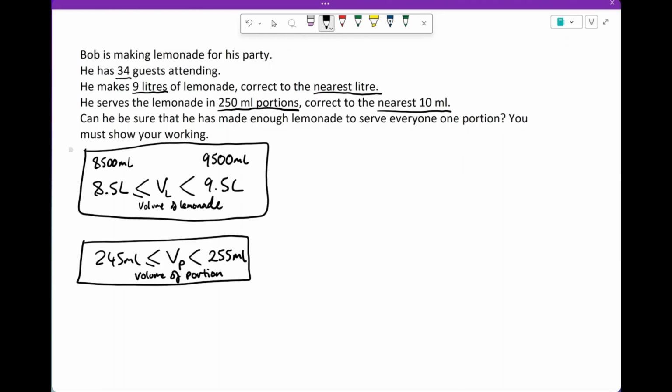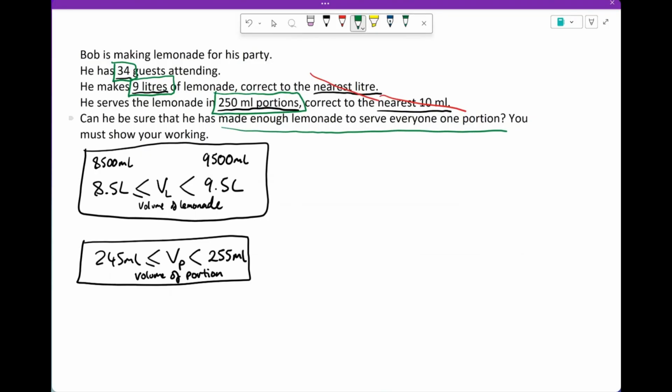Now let's consider what calculations I'm actually going to have to do here. So let's just imagine for a second this wasn't a bounds question and we didn't have the nearest 10 millilitres part and the nearest litre part. Okay, so he had 34 guests. He's got 9 litres of lemonade and he's going to serve it in portion sizes of 250 millilitres. We need to be sure that he's made enough lemonade to serve everyone one portion.